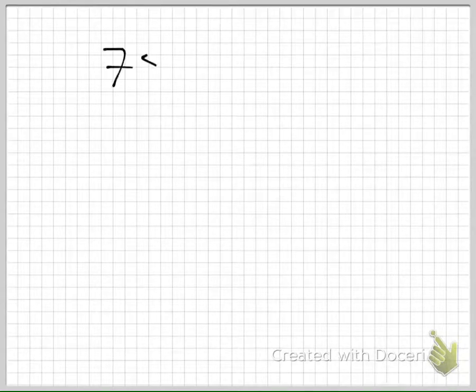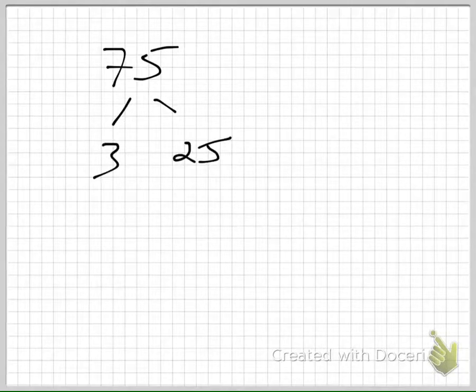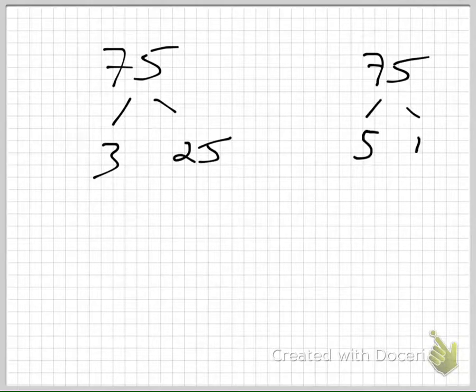I'll do 75. Pay attention here. The prime factorization of 75. I have to find two numbers that have a product of 75. What are they? Give me some. 3 and 25. Now, I have a question. I'm going to do 75 over here. What if I didn't do that? What if I did 5 and 15?